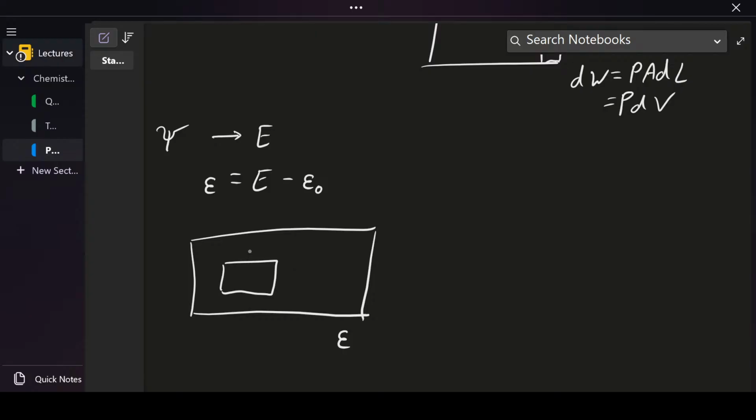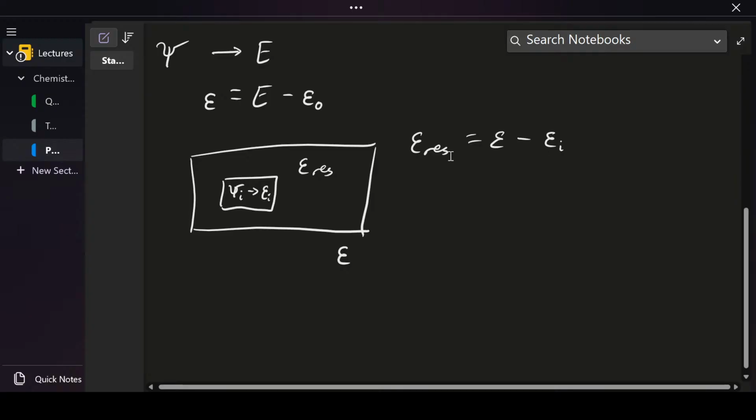This smaller box is going to be in a microstate psi I, and so it's going to have a corresponding energy, epsilon I. And so the energy of the reservoir, which I'm just going to call epsilon res, so everywhere outside, oh, sorry, these should be epsilons, is simply going to be equal to epsilon minus epsilon I. So the total energy is just epsilon.